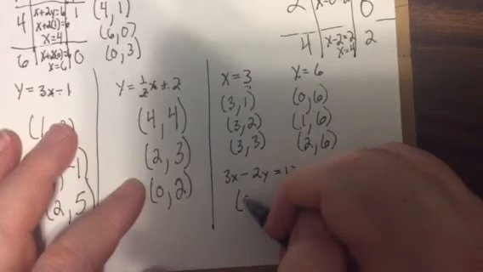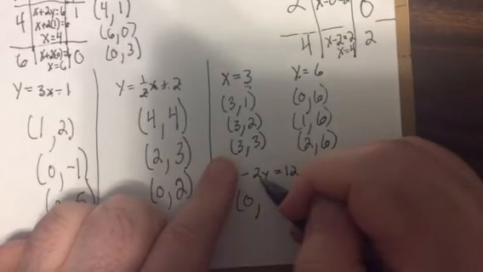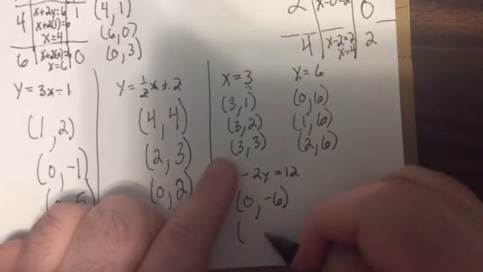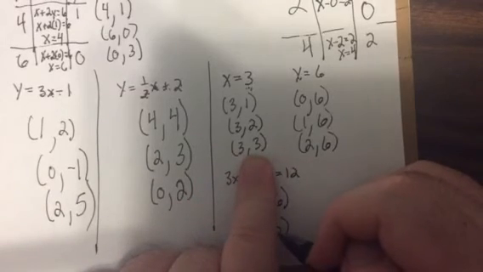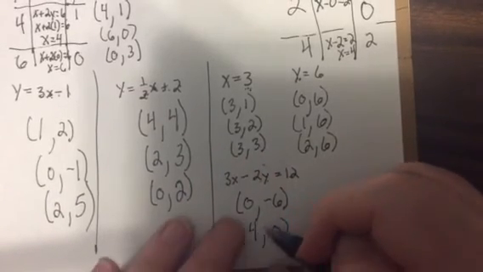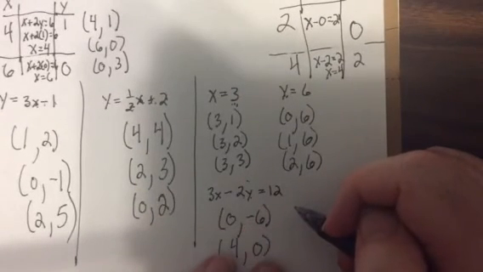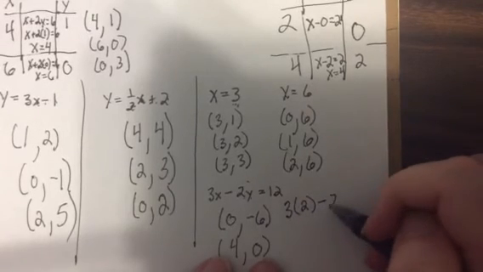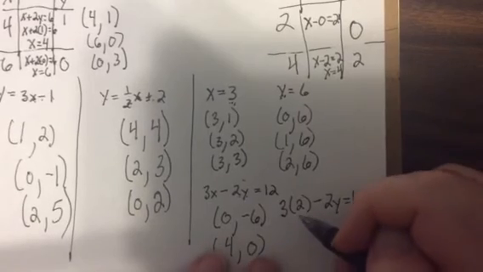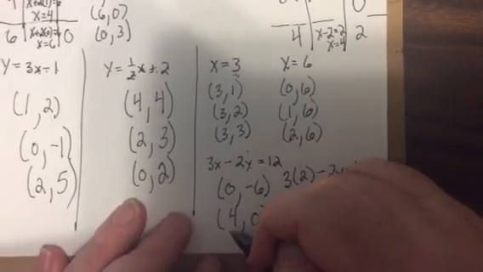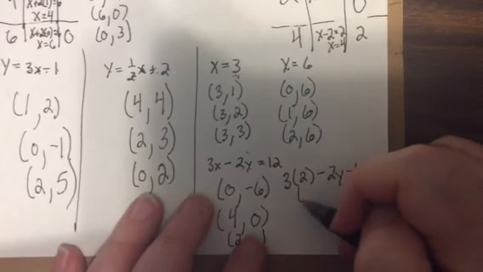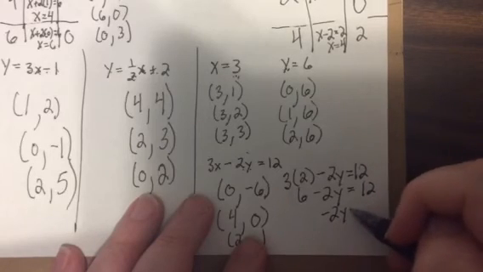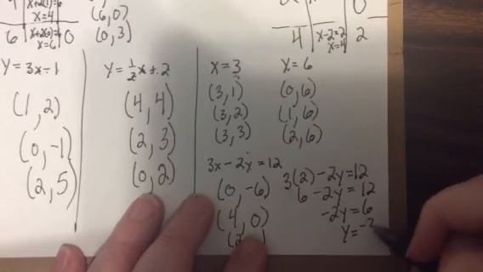Now this one, why not use your zeros? Put in 0 for x, -2 times what is 12? That'd be -6. Divide both sides by -2. Put in 0 for y. 3 times what is 12? 4. Then, to be honest, just pick a number. 3 times, let's put 2. Why 2? I have no idea. It looked good. And then solve it. So I know x is 2. That's what I put in. So 6 minus 2y equals 12. Subtract 6: minus 2y equals 6. So y equals -3.